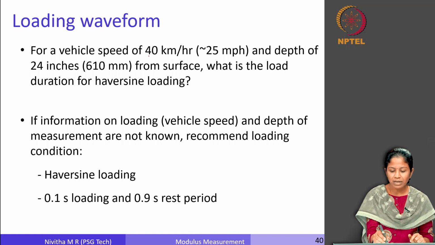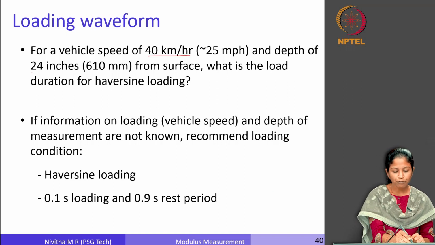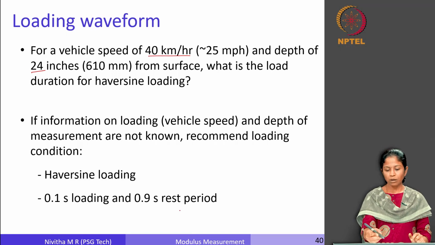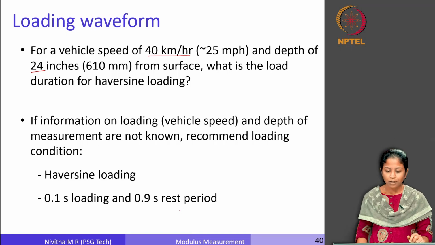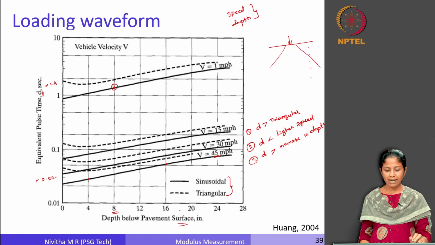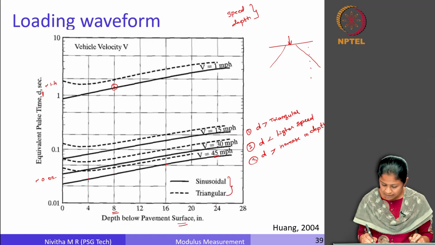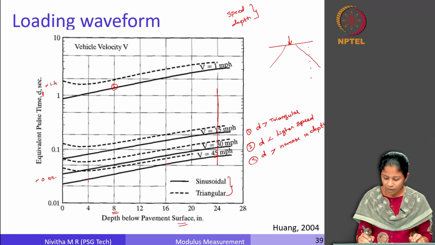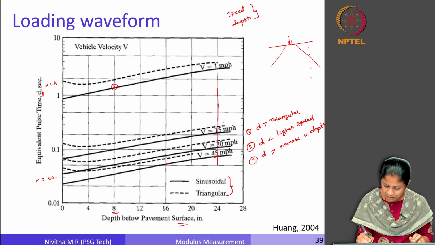Now, let us say for a vehicle speed of 40 km per hour and depth of 24 inches, which is typically 16 mm at the top of your subgrade, what is the loading duration for Haversine loading? We can go back to this plot and find out the number. We are talking about 40 km per hour or 25 miles per hour and 16 mm. So, 16 mm is 24 inches. I should be looking at this particular line and I do not have it for 25 miles per hour. Let me just do a simple interpolation. This is 15, 30. So, somewhere between here, I will assume the line to pass somewhere like this.